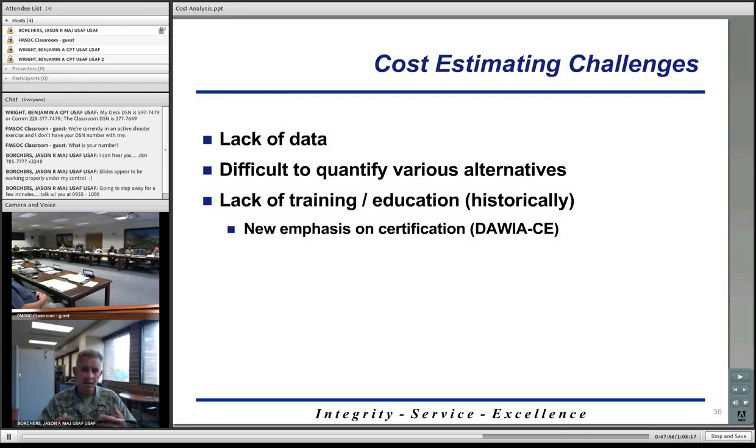In the past, it was just the APDP FM certification, financial management certification. They didn't break down being a budget analyst versus being a cost analyst. It was just financial management. So that was in the past. But now what you're seeing is more of a specialty type education for cost analysis. So DAWIA-CE certainly emphasizes that, and it appears that the training and education that we as cost analysts are required to get is improving.